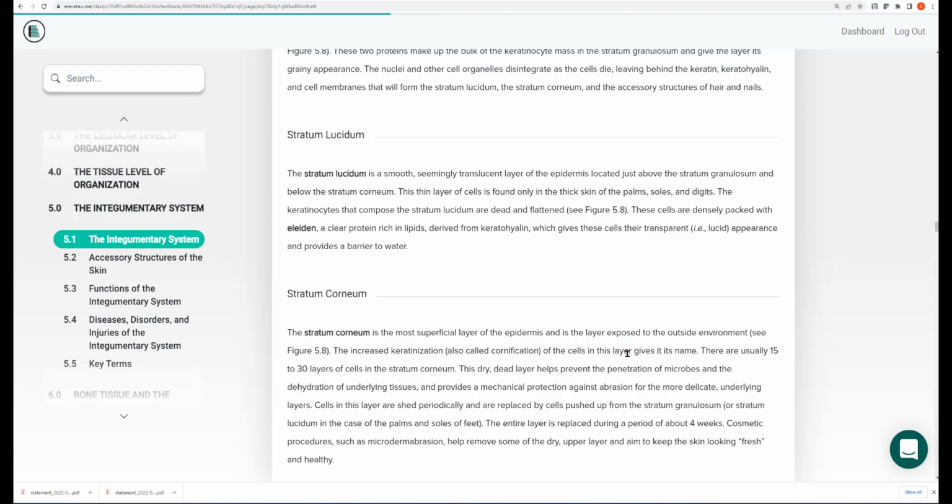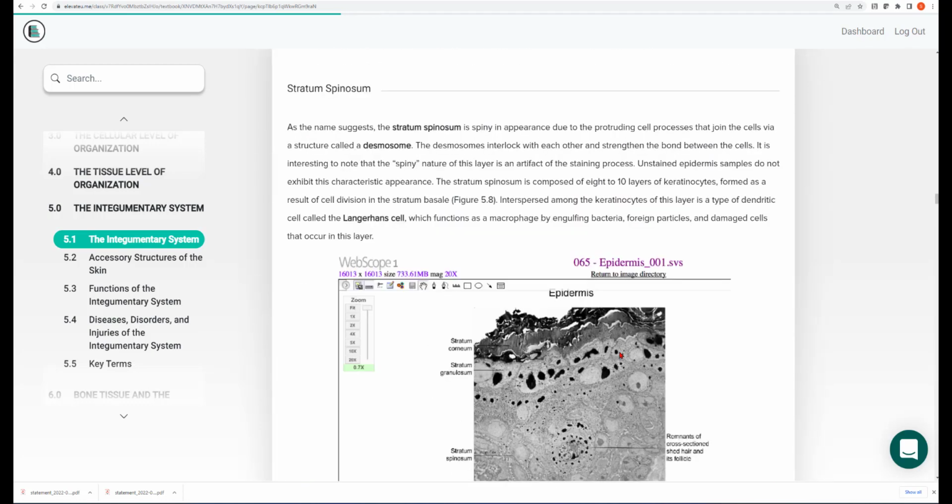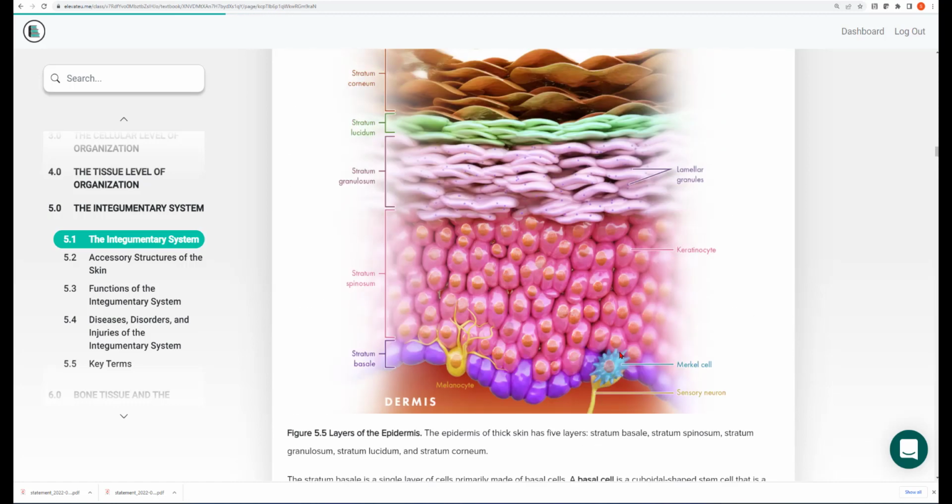Now, it takes about a month, about 4 weeks, for the cells to go all the way from the bottom up to the top layer. So every month, essentially, you have a whole new epidermis, and it's constantly being replaced as these layers shed off and are replaced from the underlying layers. So let's go back up and just take a look at the medical illustration of these layers.